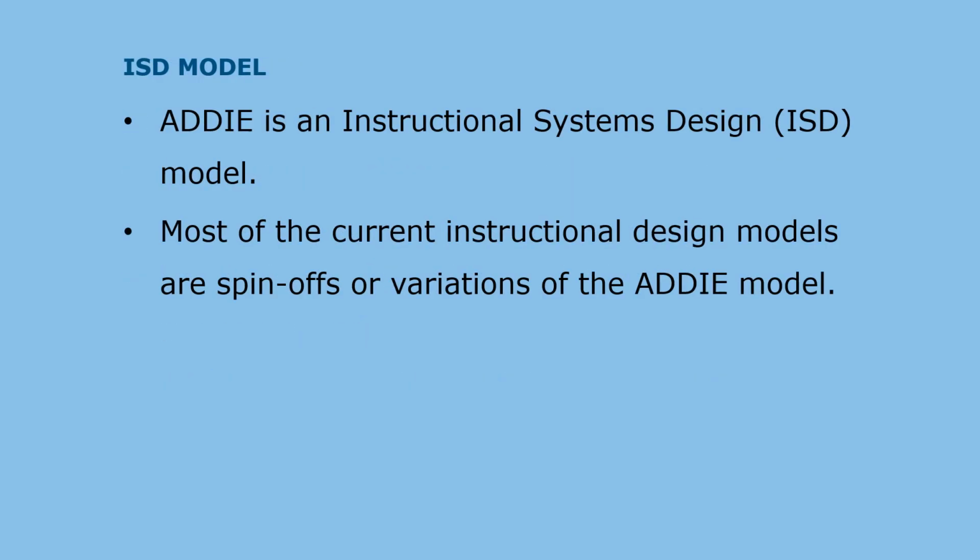ADDIE is an Instructional Systems Design, or ISD model. Most of the current instructional design models are spin-offs or variations of the ADDIE model. One commonly accepted improvement to this model is the use of rapid prototyping. This is the idea of receiving continual or formative feedback while instructional materials are being created. This model attempts to save time and money by catching problems while they're still easy to fix.